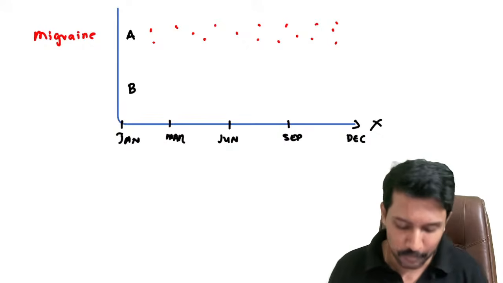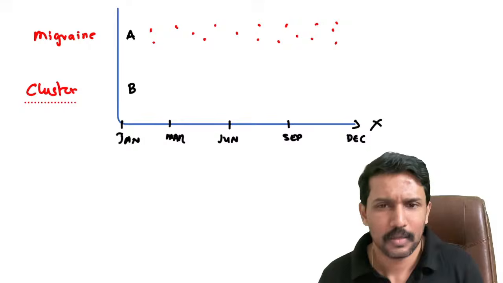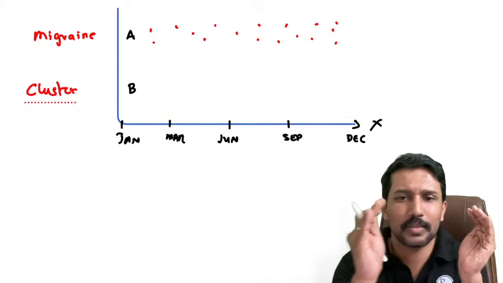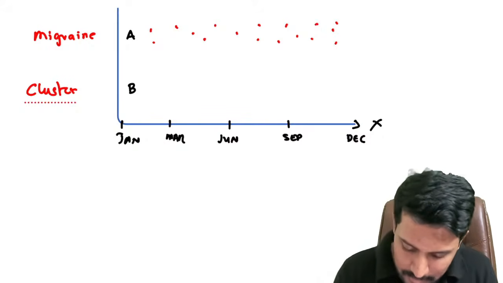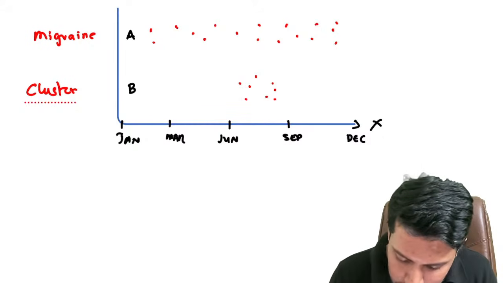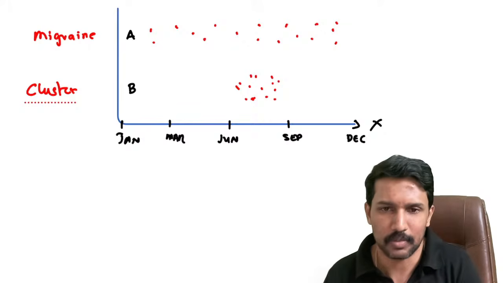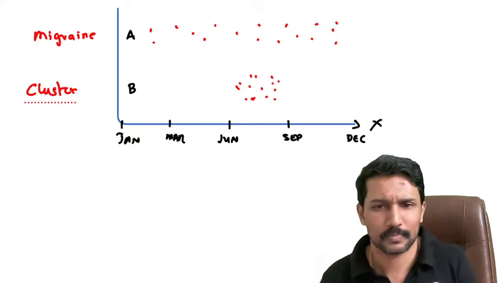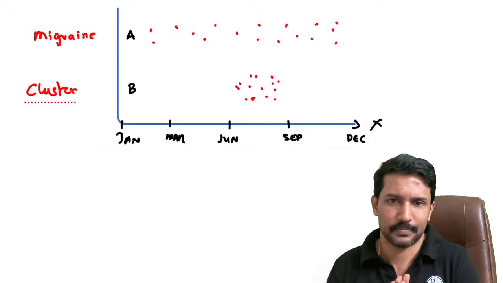But the 50 attacks of a patient that is a case of cluster headache, you may see them all happening in a very short period of time. Both of them had 50 only, right? But let us say this patient will have most of his 50 attacks between maybe June to September, or maybe only in June, July, or maybe July, August, somewhere there.